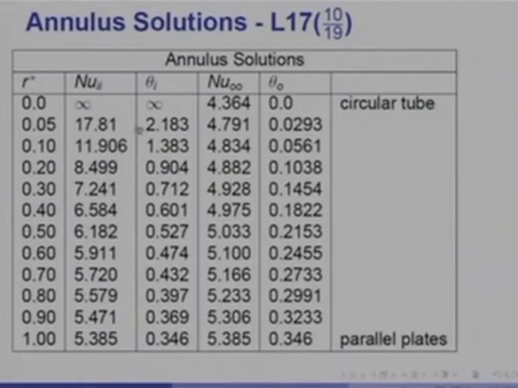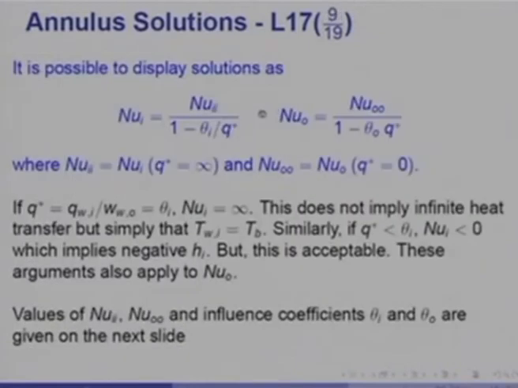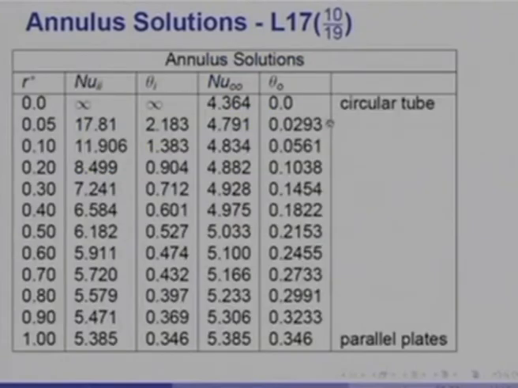So, here are the solutions that I present from R star equals 0, which is the circular tube, and you can see Nu II has no meaning, but Nu OO is 4.364 and its influence coefficient is 0, and therefore Nu O itself, as you can see here, influence coefficient is 0 and Nu O would be equal to Nu OO, and therefore that would be equal to 4.364.